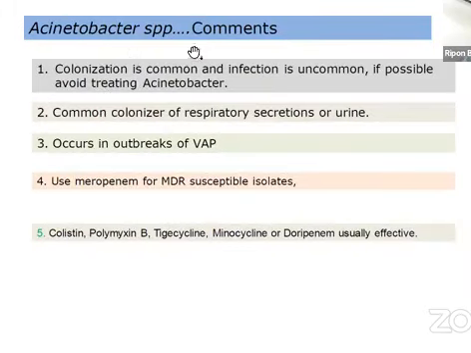As we know, Acinetobacter is mostly a colonizer, but it can be pathogenic in some conditions, mostly in the hospital setting. We know ventilator-associated pneumonia or catheter-related UTI. In that case, colistin, polymyxin B, tigecycline, minocycline are usually effective.